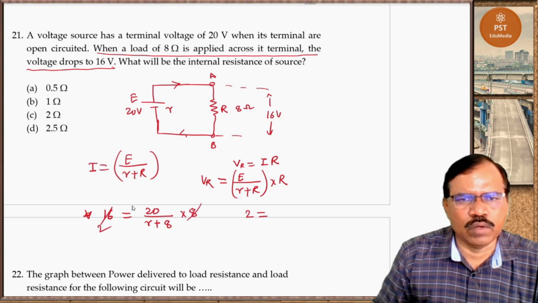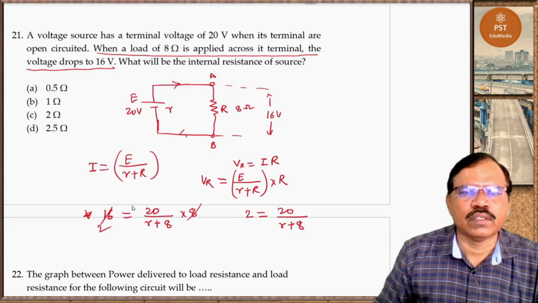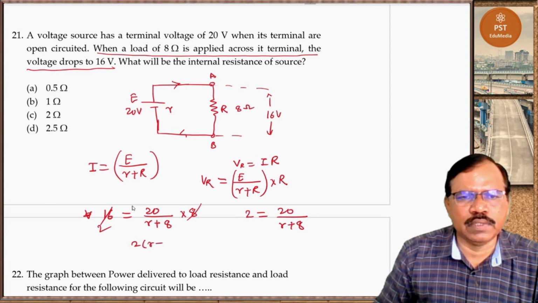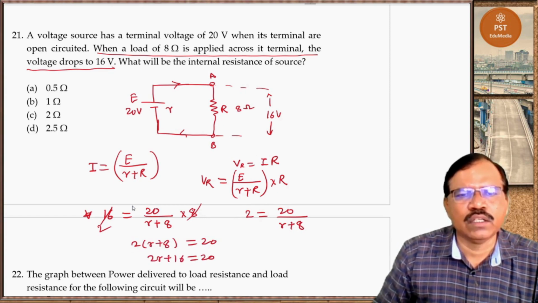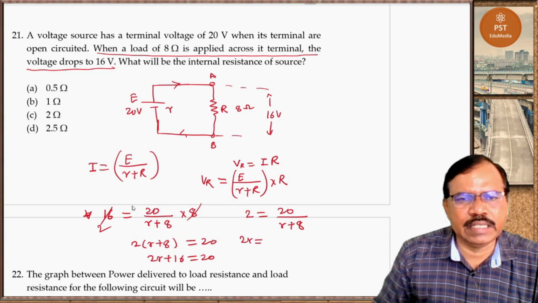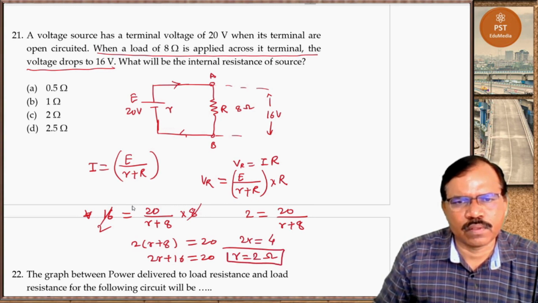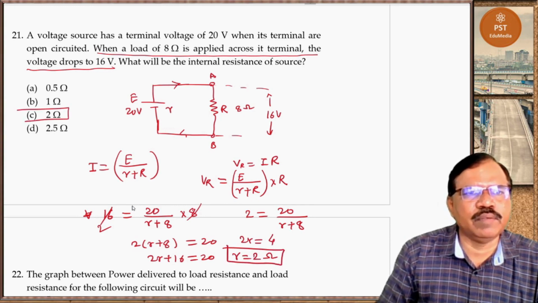So 2 is equal to 20 upon R plus 8. So 2 into R plus 8 will be 20. So 2R plus 16 will be 20. So 2R will be 20 minus 16, that is 4. So R will be equal to 2 ohm. So internal resistance will be 2 ohm.